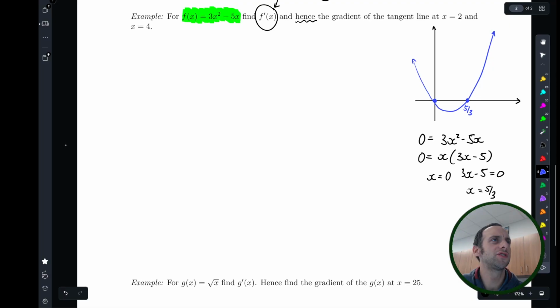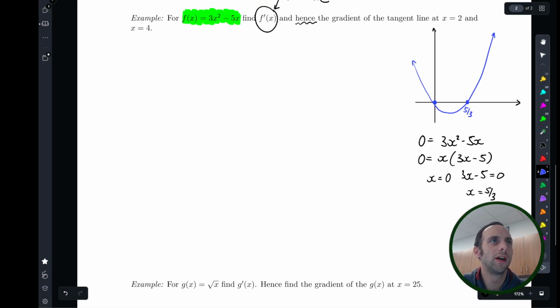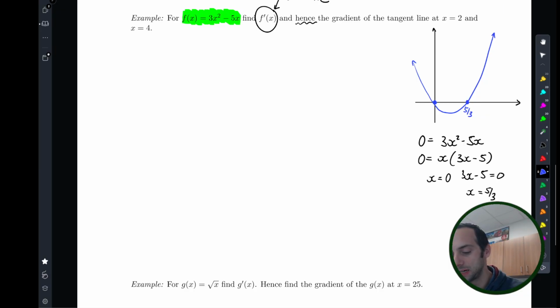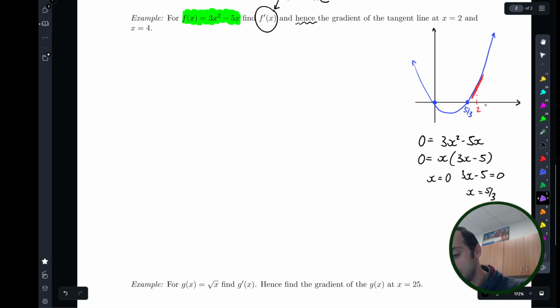So the question asks us to find the derivative function, and then it asks us to find the tangent line or the gradient of the tangent line at two values. So x equals 2. It wants us to find the slope of the tangent line right here. I'll draw that in red. And then again at x equals 4, it wants us to find the slope of the tangent line right there at 4, which we'll draw in purple.